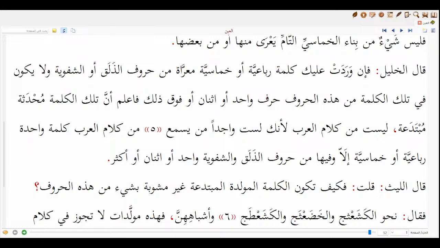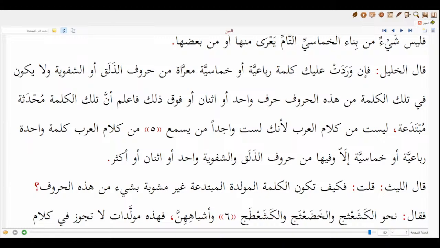Then Khalil says, if you ever come across a word which is 4-root letter or 5-root letter, however it is, free from these letters of dhalq, pronounced with the tip of the tongue, or these 3 letters which are pronounced with the lips, and in that word there is none of these letters, not 1, not 2, or not more than that, then know that this word is a new word which has been introduced into Arabic, and it is not originally an Arabic word.